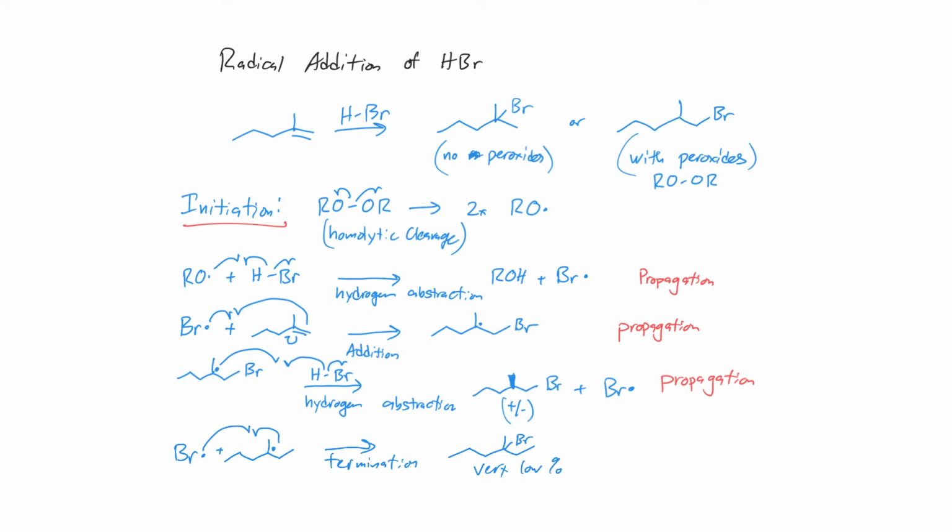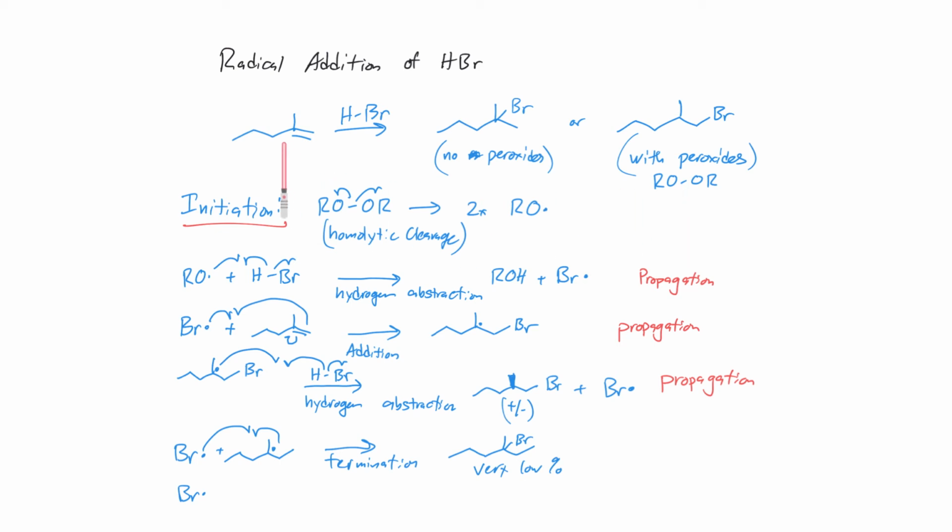Another termination step might be the bromine. So we have to look at what other radical species we have. We have the bromine, we've got this radical intermediate here, the same thing. Here's the bromine there. We have an RO dot, but the reality is there's not a lot of peroxides that we add to this reaction mixture.